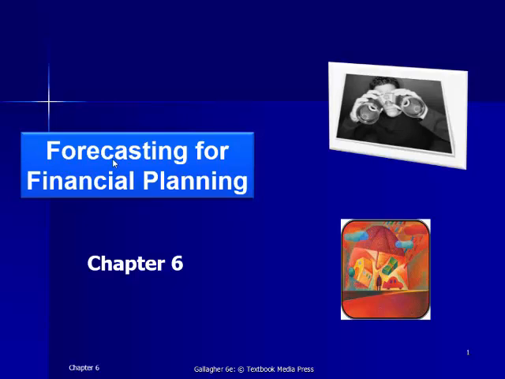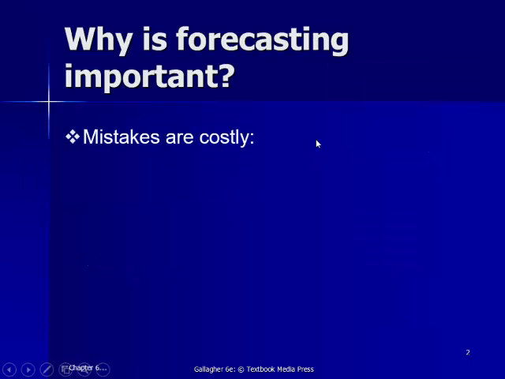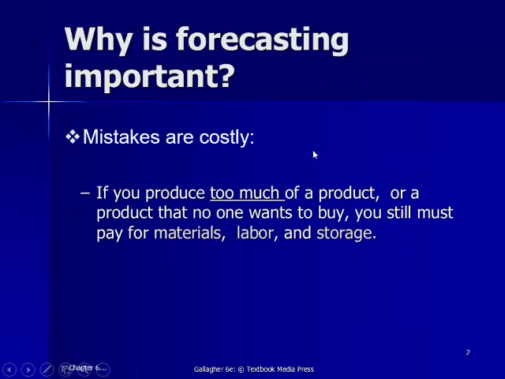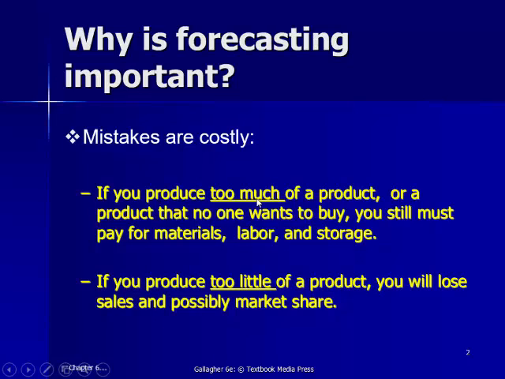In chapter 6, we're going to discuss forecasting. So why is this such an important issue? Well, if you produce too much of a product or something that nobody wants to buy, you still have to pay for the materials, labor, and storage associated with those products that you are stuck with. If you produce too little, you're going to incur an opportunity cost. You're going to lose sales and possibly market share, which could have a spillover effect in the future as your competitors are selling more and more product to what were your customers.